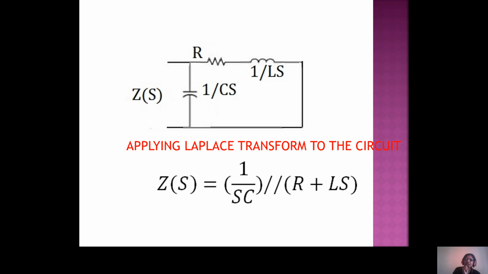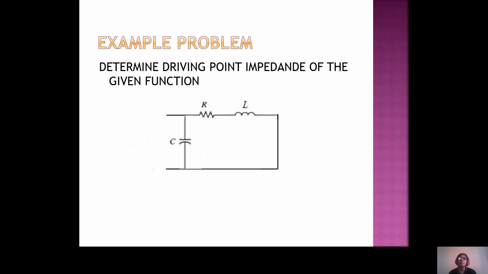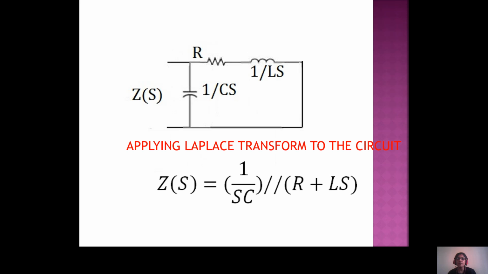Impedance in the inductance is Ls. Admittance in the inductance is 1 by Ls. Impedance in the capacitance is 1 by Cs, and admittance in the capacitance is Cs. Like this, we have to observe this. So, the driving point impedance of this function: we have to convert this.